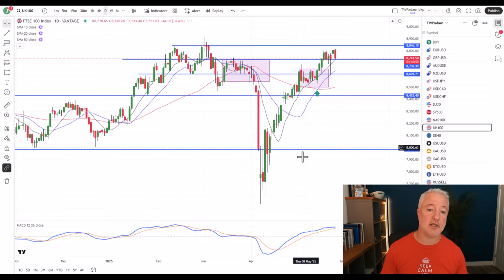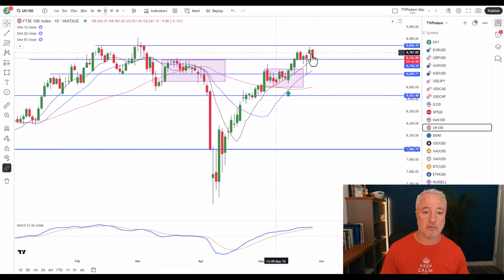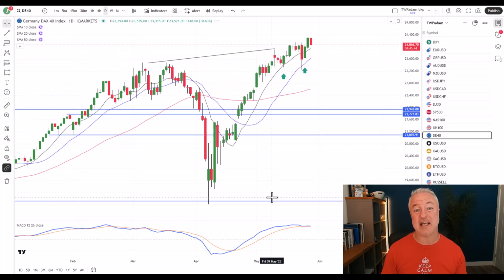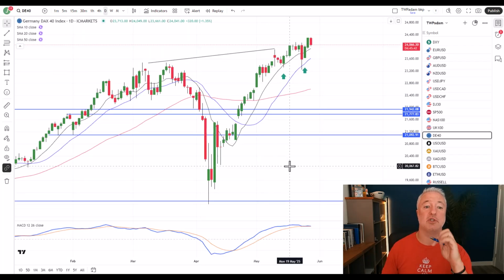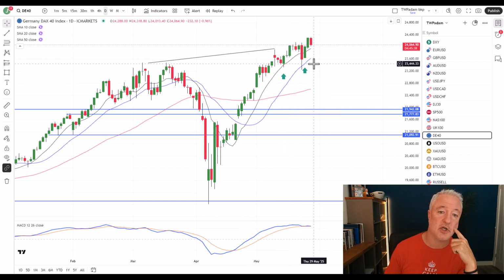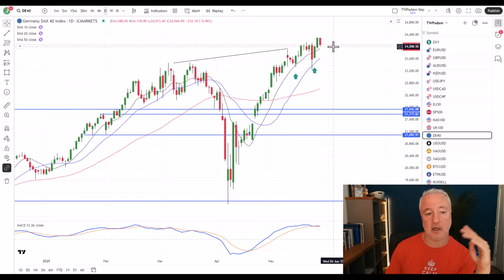How's the FTSE doing? How's the UK doing? It's still operating near all-time highs, which is a good sign. How's the DAX doing? The DAX is the most bullish index in the world outside the US. It's doing incredibly well, continues to push higher. It battles a little bit here and there, but it's not taking hits.